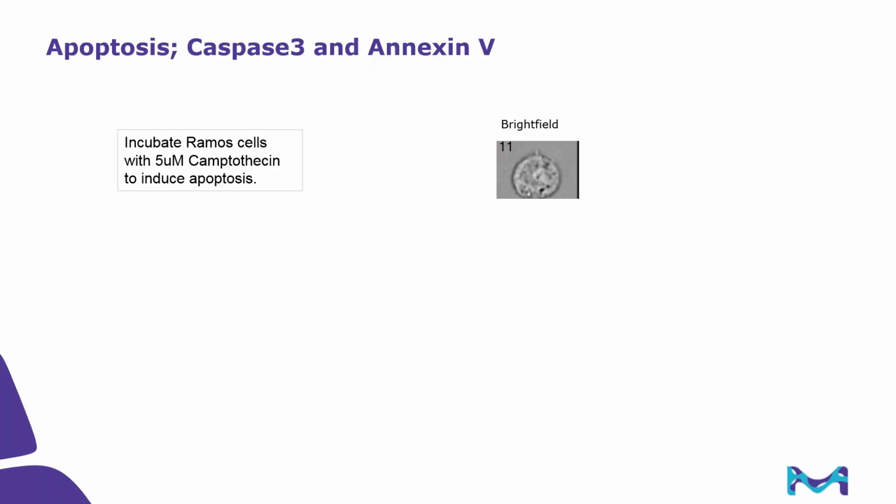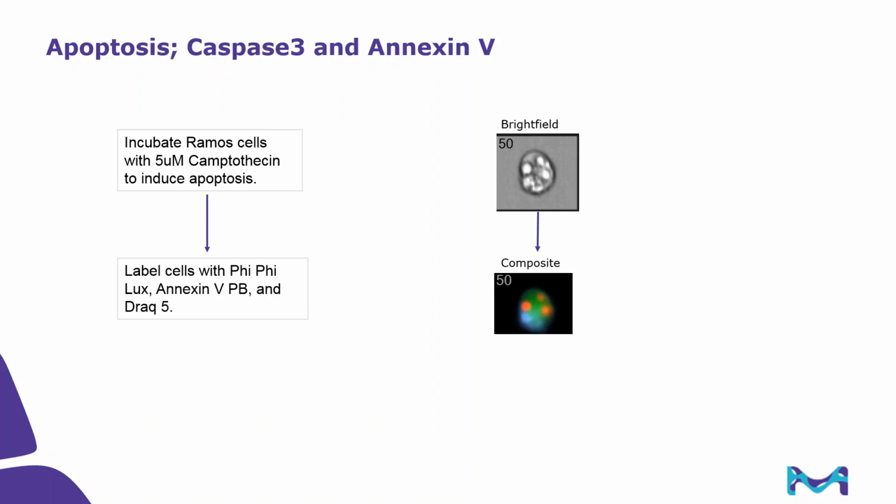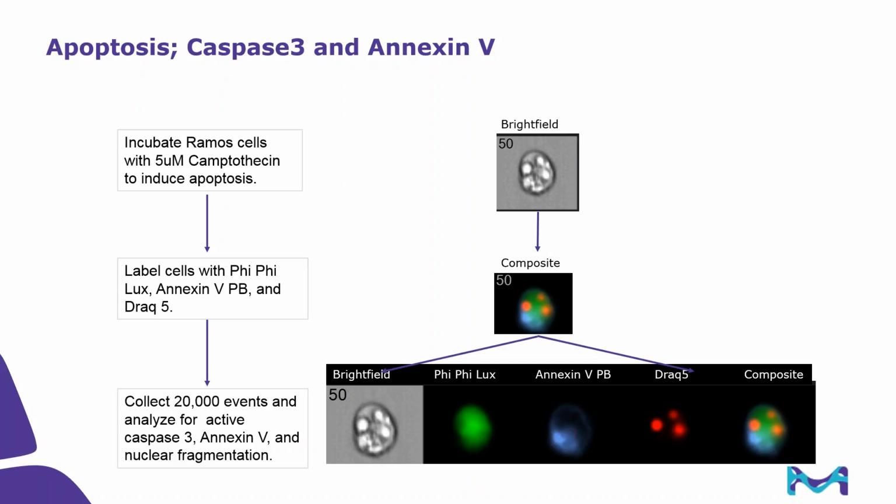So a good example to highlight the benefit that imagery brings to flow cytometry applications is this one, which is looking at quantifying the apoptotic index. And in this case, we're looking at Ramos cells that were treated with 5 micromolar camptothecin to induce apoptosis. We then labeled the cells with FLICA, which is going to identify active caspase 3 as an indicator of apoptosis. Annexin 5, which is looking at depolarization of the phosphatidylserine residues, and also DRAQ5, which is able to label both live and apoptotic nuclei. So we chose DRAQ5 so that we could get morphology on the live cells.